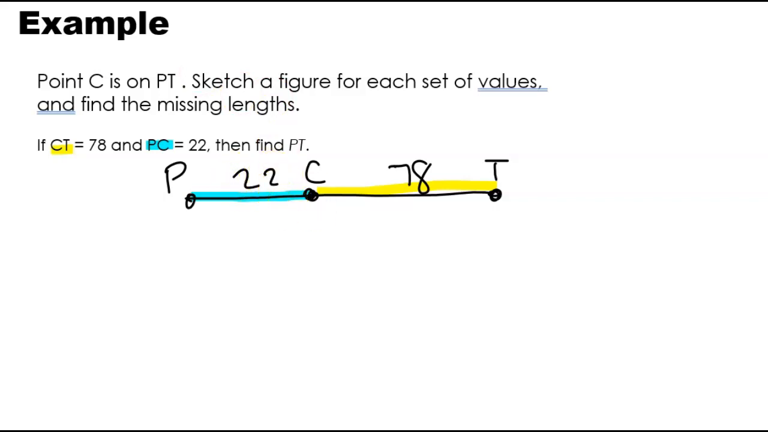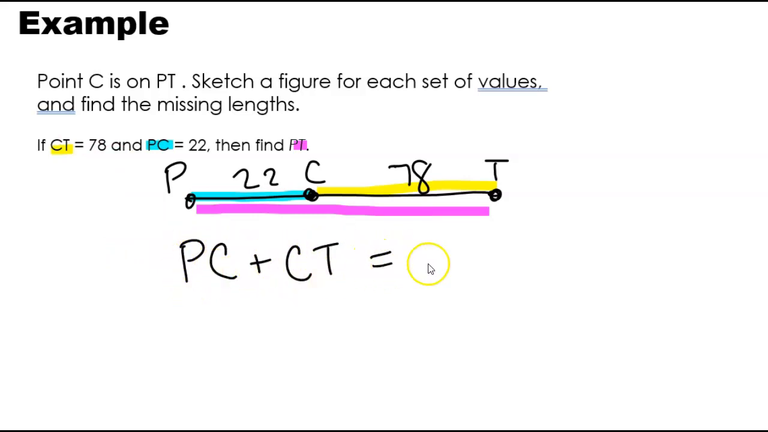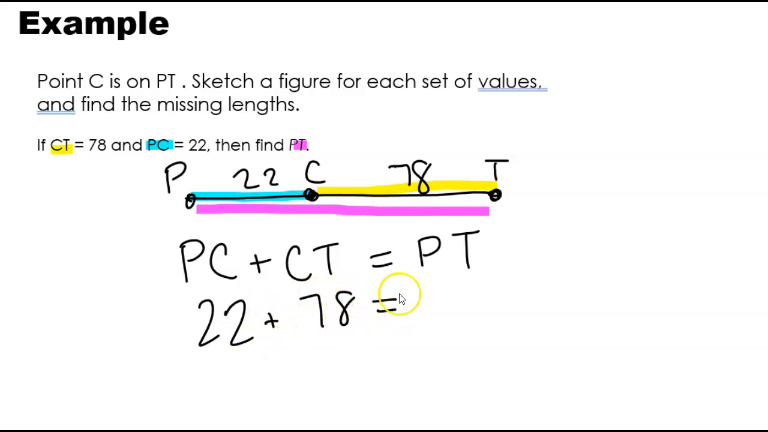And they want us to find the length of PT, which is from P all the way over. So let's see here. PC plus CT is going to equal PT. So we know that PC is 22. We know that CT is 78. So when we add those together, 22 plus 78 gets us 100.